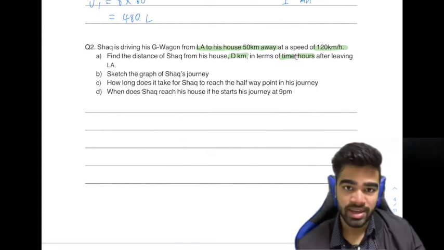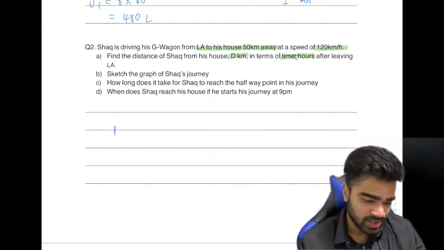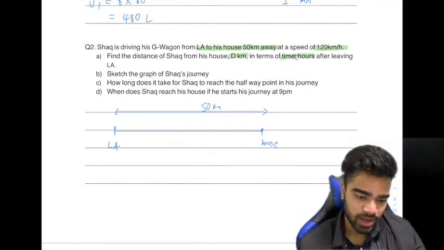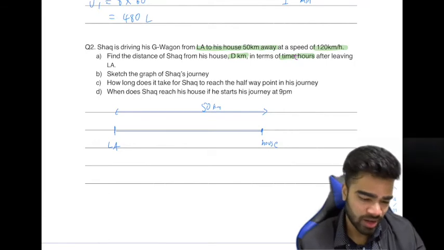Let's draw a diagram. Again, with distance, speed, and time questions, guys, always best to draw diagrams. So this is LA, so that's where Shaq starts. And all the way he goes to his house. Shaq's house. So this is how far away? Well, this whole thing is 50 kilometers away. Let's pretend Shaq has driven for like, I don't know, 5 minutes. And let's say he's at this point here, right?